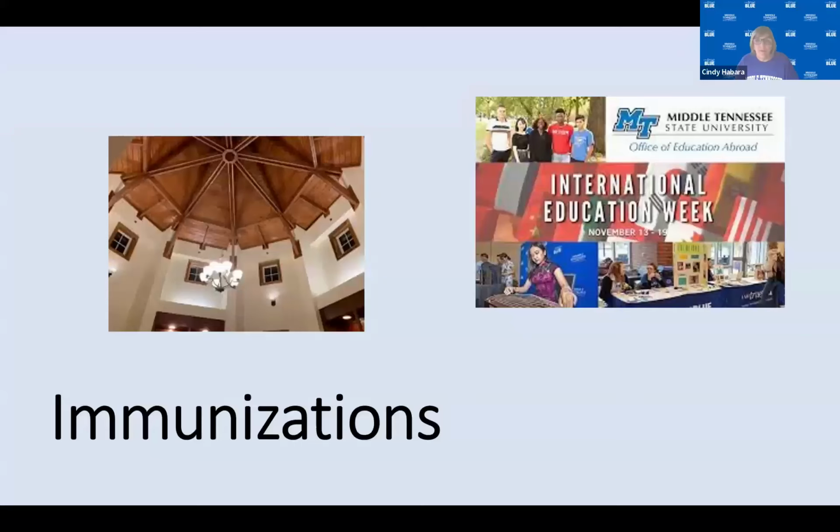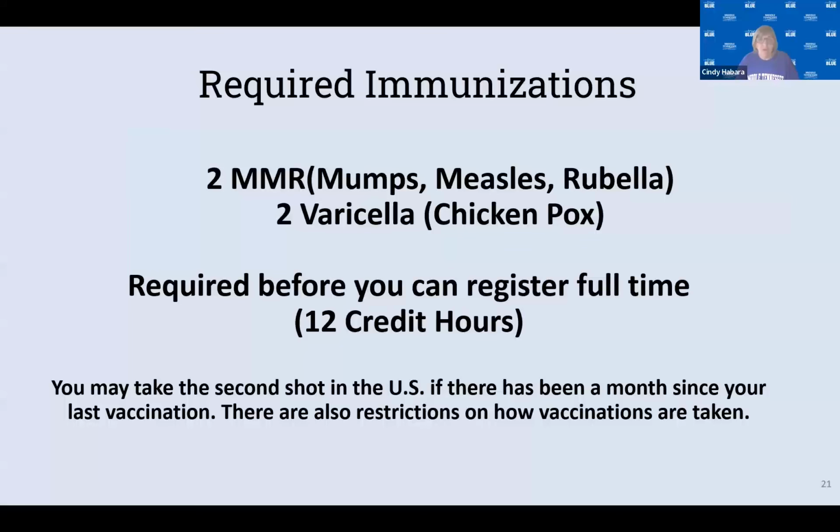Okay, moving on to immunizations. This is something that everyone needs to do. So if you do not submit your immunizations, they will drop all of your on-campus classes because you don't meet the requirements to be here on campus. We require having 2 MMR, the mumps, measles, and rubella, and 2 varicella or the chickenpox. So most of you have already received information about this. Health Services is very good and very proactive of sending you the requirements through your MTSU email. We've talked about it in these webinars.